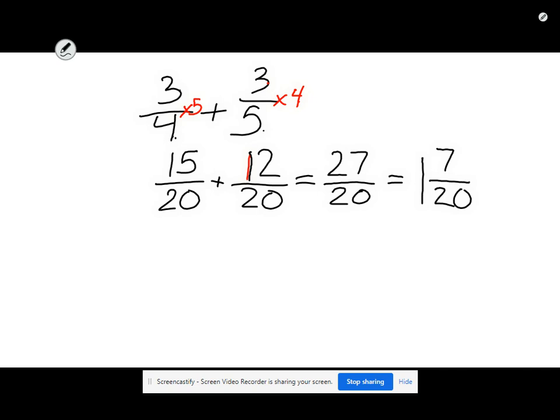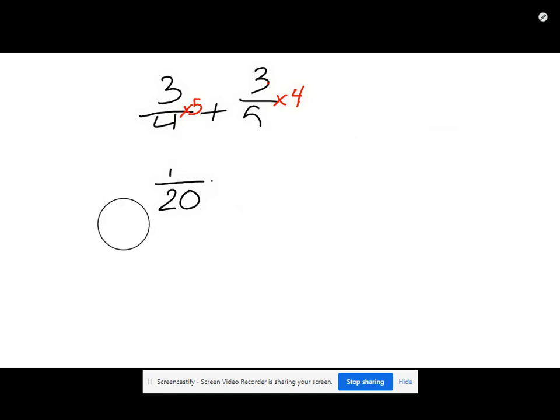Now I have to look, can I simplify my fraction, 7/20ths? Can I go any smaller? Do they share any factor that's bigger than 1? They do not. So my answer is 1 and 7/20ths. When we're subtracting fractions, what do we do? The exact same thing, it's just we subtract our numerators. Adding and subtracting are very similar.